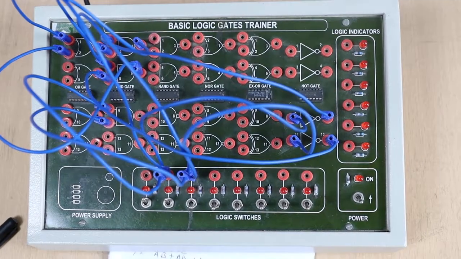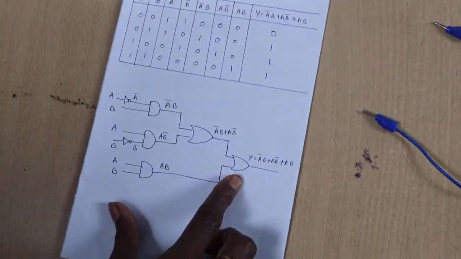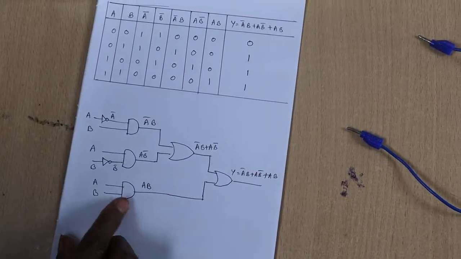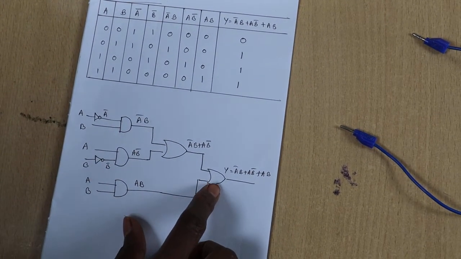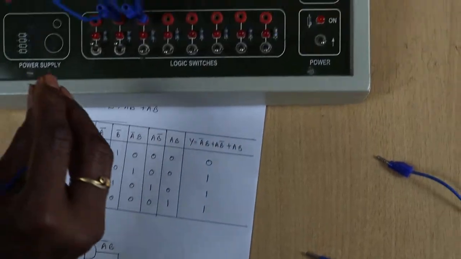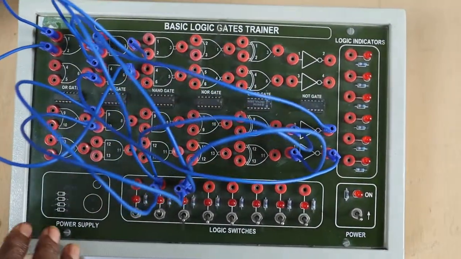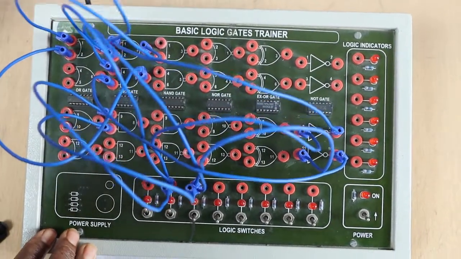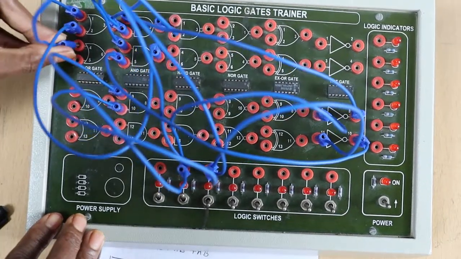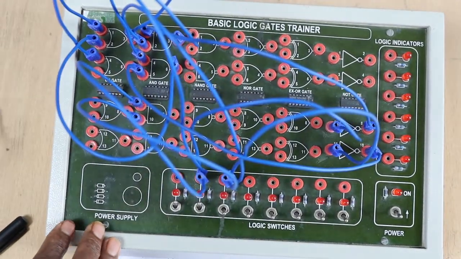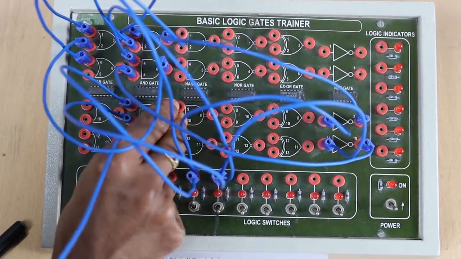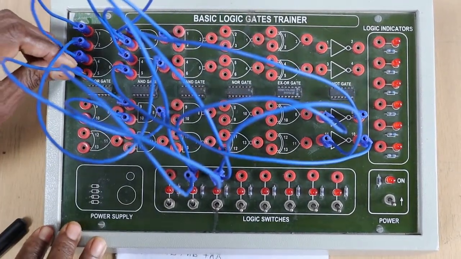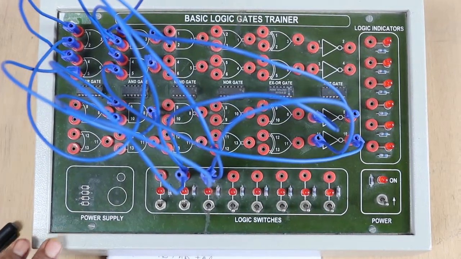Next, the output of the OR gate is given as input to the second OR gate, and AB, meaning the output of the third AND gate, is given as the second input. So, here the output of the OR gate and the second one, the output of the AND gate, is given as input to the second OR gate.